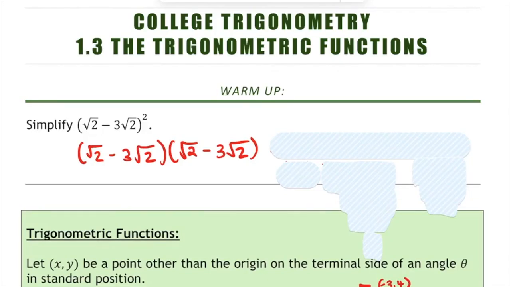Okay, we're going to work with some actual trig functions today. Get excited. But first, we're going to do some radicals as a warm-up. So if you're working with (square root 2 minus 3 square root 2) and the whole thing is squared, we're going to have to multiply it out.